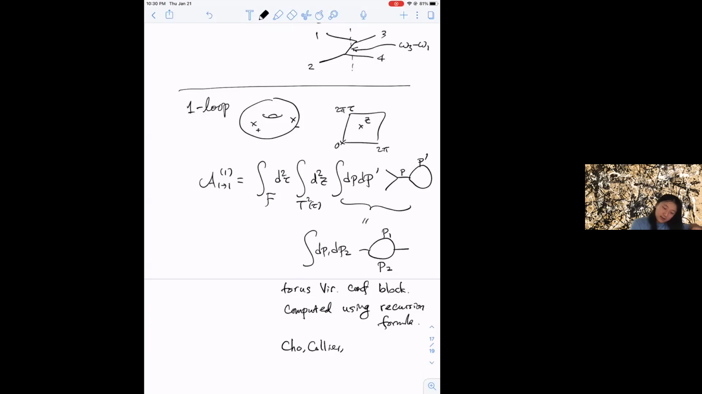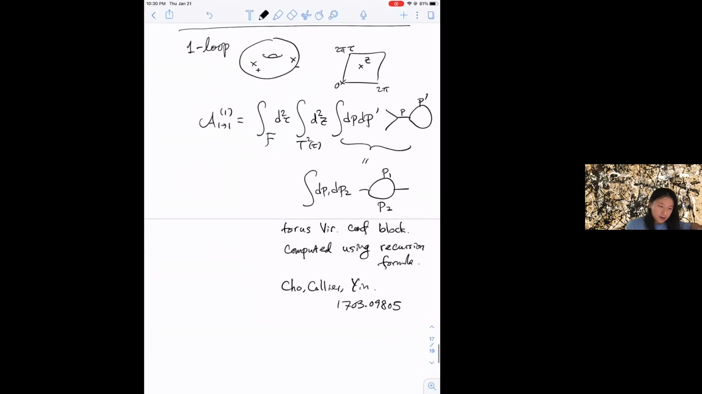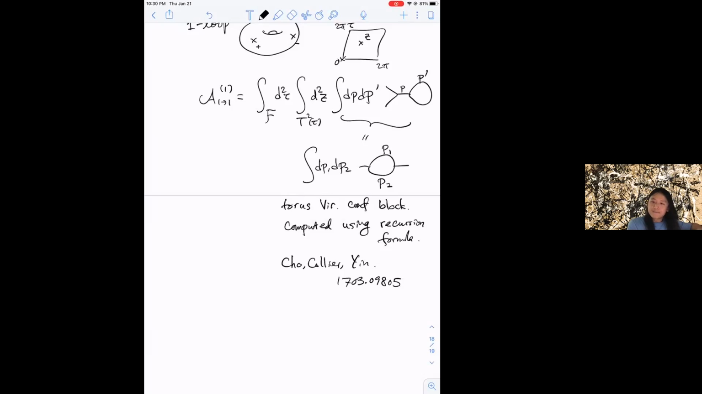in 2017. I'll just give you the arXiv number if you want to look at the details of this computation. It's fairly complicated, but it can be implemented on the computer. There's no problem. And there's some subtlety, again, having to do with the regularization of the amplitude.